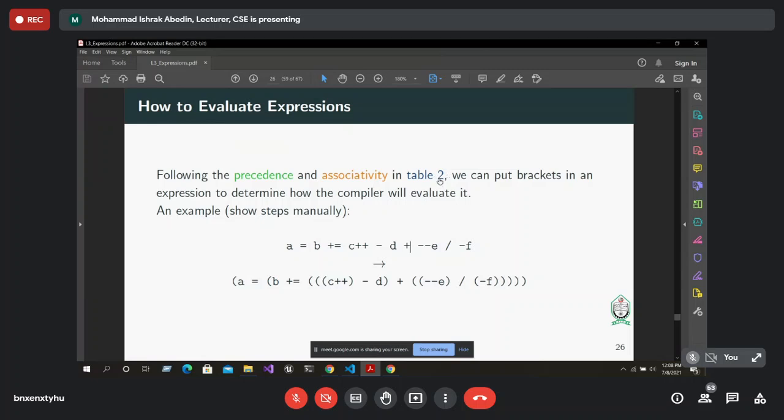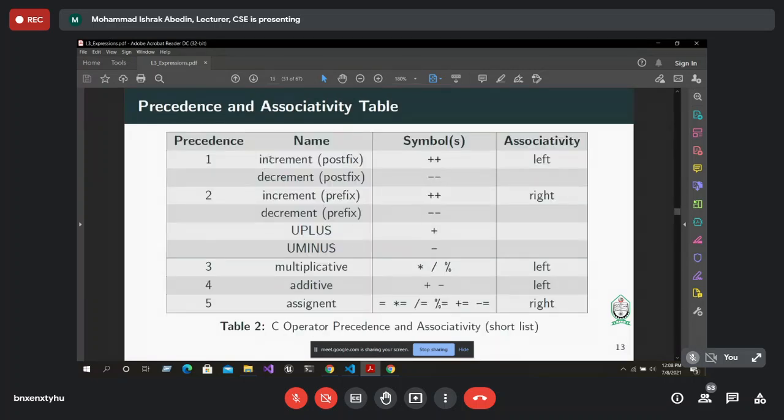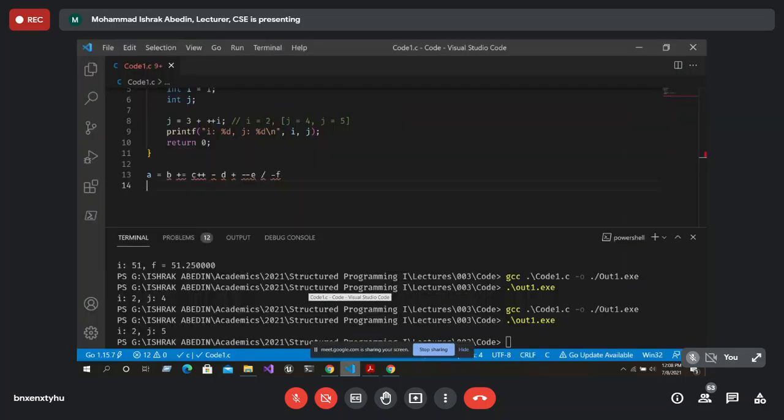So let's take a look at table 2. According to table 2, which operators have the highest precedence? The postfix increment and decrement operators, right? So we need to deal with them first. Let us take a look at our example. Do we have any postfix increment or decrement operator which we need to do first? C++. Yes, so c++ will be processed first.